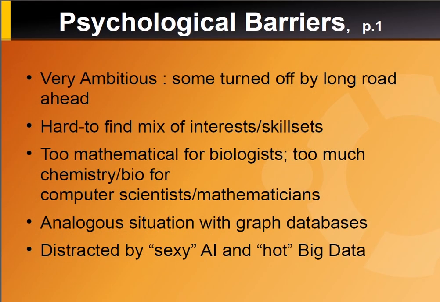As I see it, there are big psychological barriers more than any concrete barriers. For starters, being very ambitious, some people may be turned off by the long road ahead. Also, it's something of a hard to find mix of interests and skill sets. What Life123 tries to do may be too mathematical for biologists and too much biochemistry and biology for people with a computer science or math background.